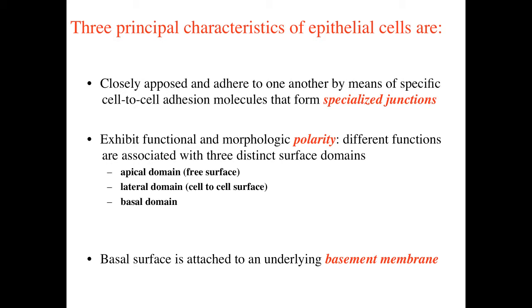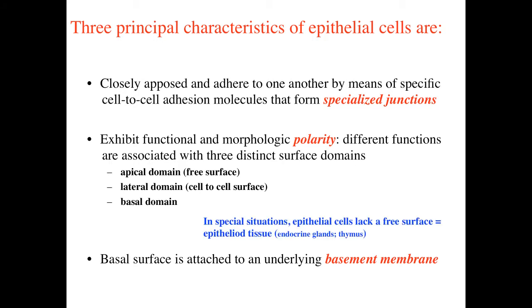The basal surface is usually attached to an underlying basement membrane. We'll talk about this in some detail later, and epithelial cells will contribute to the synthesis of basal lamina, as will cells of underlying connective tissue. In special situations, epithelial cells lack a free surface. We might talk about, for example, epithelioid tissue. These are epithelial cells that lack a free surface, and for example, endocrine glands don't necessarily have a free surface. They secrete into the blood system. The thymus is another example of an epithelioid type tissue where there's not a free surface.